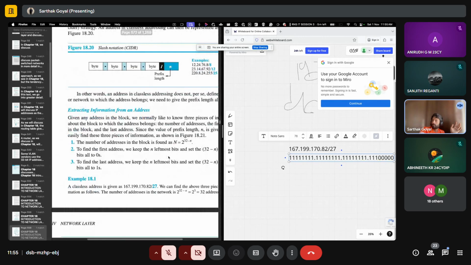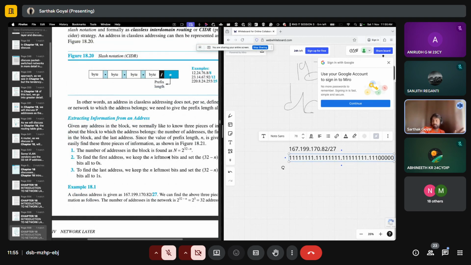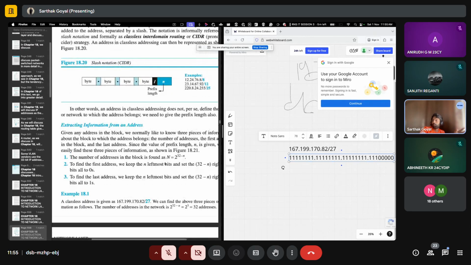Next, in order to find the first address, we are going to take the first five here. 32 minus 27 is 5. So the number of addresses we are going to have is 2 to the power 5, that is 32 addresses. In this address space, how many addresses can you have? 32 minus the subnet, that is 27, will give you 32 addresses that this particular network ID can have. Now, using this, we can find the first address and the last address.